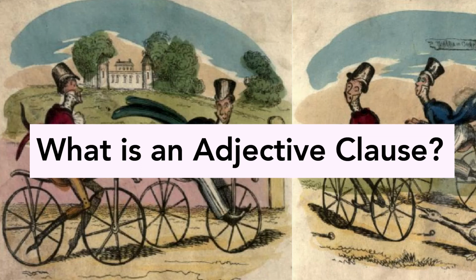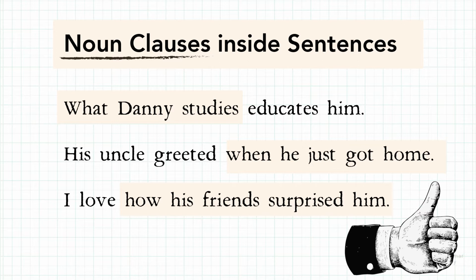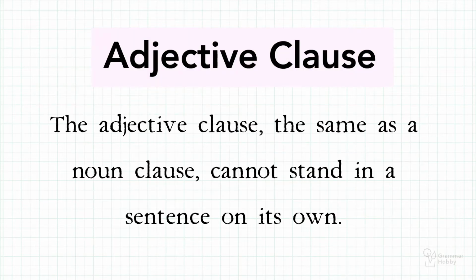What is an adjective clause? In our previous video lesson, we've learned how to identify a noun clause in a sentence. Today we will focus on another type of clause, called adjective clause. The adjective clause, the same as a noun clause, cannot stand in a sentence on its own.